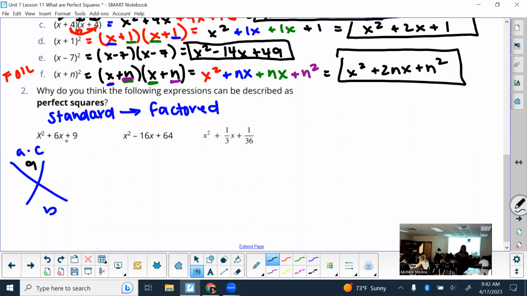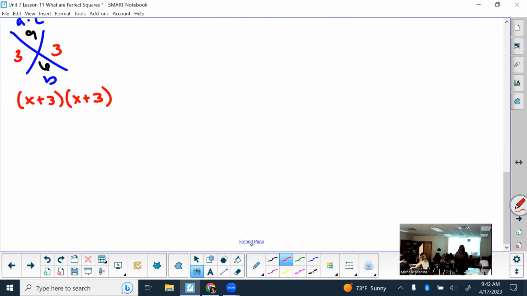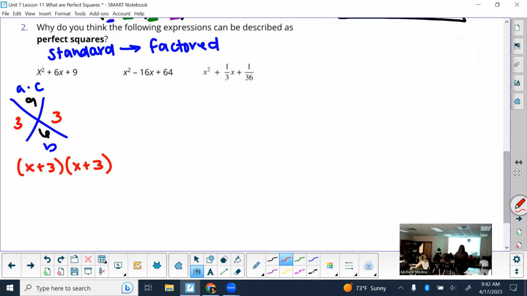What's my b in this one? Six. What are two numbers that multiply to the top but add to the bottom? Both of them positive. So when I factor it, it looks like this. X plus 3 times x plus 3. Or since they're exactly the same, I could write them as x plus 3 squared, like that. Both are correct.